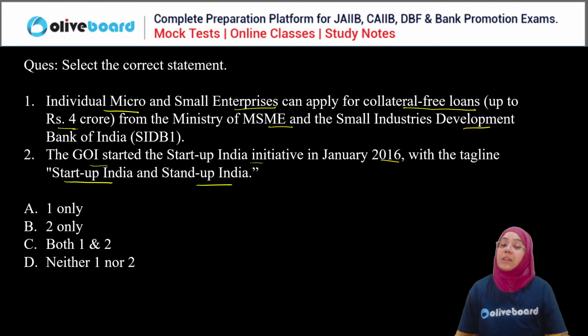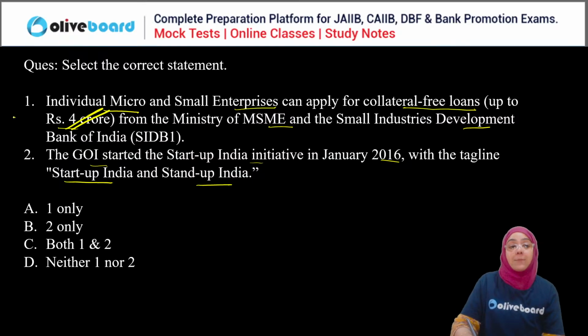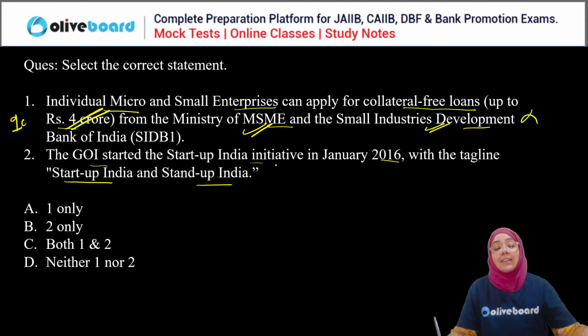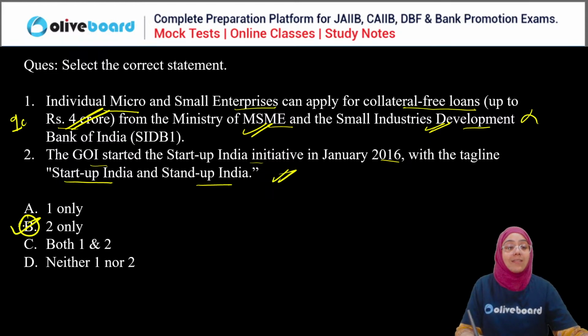Second only. Individual micro and small enterprises can apply for a collateral free loan up to rupees 4 crore, up to rupees 1 crore from Ministry of MSME and SEBI. So the first is wrong because it is up to 1 crore, not 4 crore. Second, the government of India started the Startup India initiative in January 2016 with a tagline Startup India and Stand Up India. That is completely correct. So second only is the correct answer, everyone.